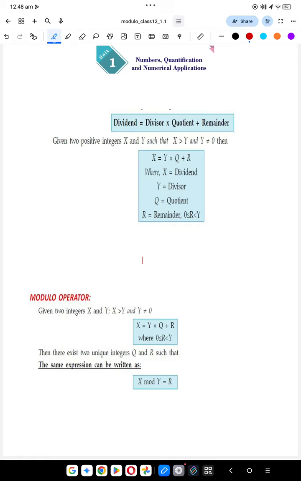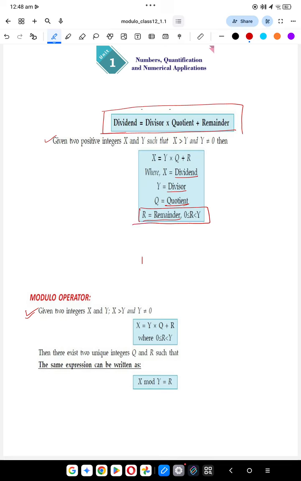This is class 12 applied mathematics and we are solving modulo operations. For modulo operations we have this equation: dividend equals divisor into quotient plus remainder, and utilizing this we will be solving all the further modulo operations. Here x is our dividend and y is our divisor, and this is our quotient and remainder.